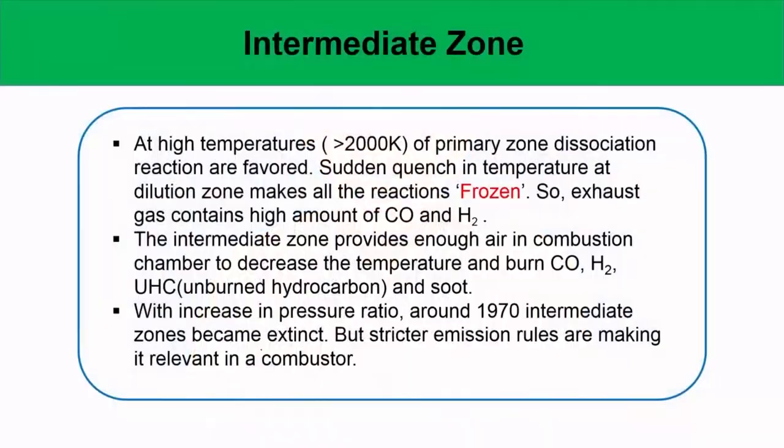So you need to provide a little bit more air in the intermediate zone, so that you can burn up the CO and H2, and any unburned hydrocarbon or soot. This can be used to reduce the temperature slightly, but not as much, so that the situation is conducive for the combustion of carbon monoxide, hydrogen, unburned hydrocarbons, and soot, okay, and oxidation of the soot. So, this is the purpose of the intermediate zone. It essentially acts as a pollutant controller, okay. And with increase in the pressure ratio around 1970, intermediate zones became extinct, but stricter emission rules are making them relevant in a combustor, okay. So, this is the intermediate zone's role, to essentially reduce the carbon monoxide and hydrogen.